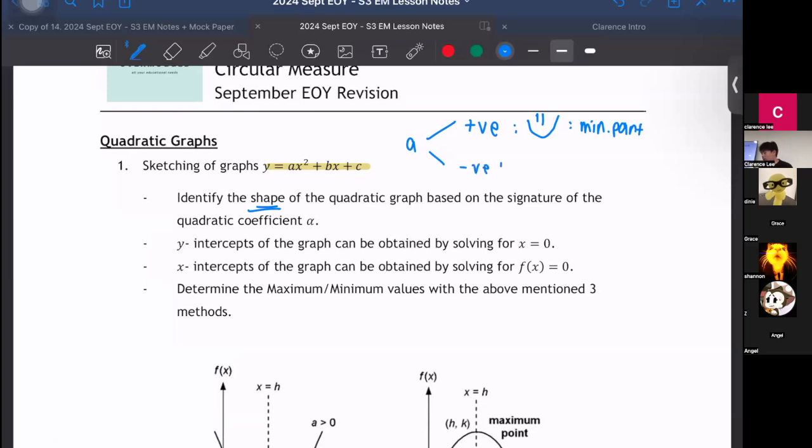Naturally, when you are negative, you are sad. Therefore, you will have a sad face, which means you have a maximum point. So that's the first thing you need to identify from your graph. Second things are your y-intercept and your x-intercept, which I think is very straightforward, whereby you let x be 0 and you let y be 0 for the other side.